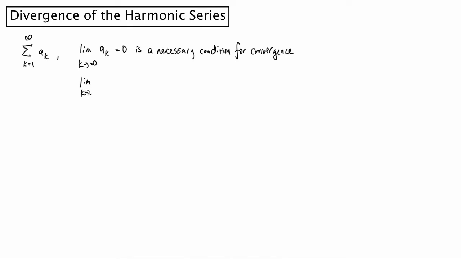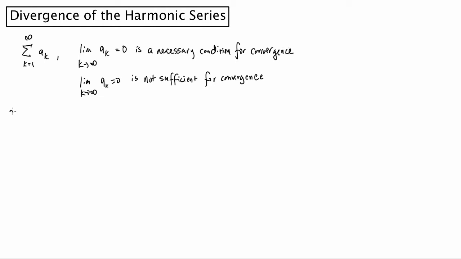The limit as k goes to infinity of a sub k being 0 is not sufficient for convergence. And what I mean by that is simply knowing that the terms go to 0 isn't enough to say that the series converges. If the series converges, you know the terms went to 0 because it's a necessary part of convergence, but by itself, knowing the terms go to 0 is not sufficient to conclude that the series converges.